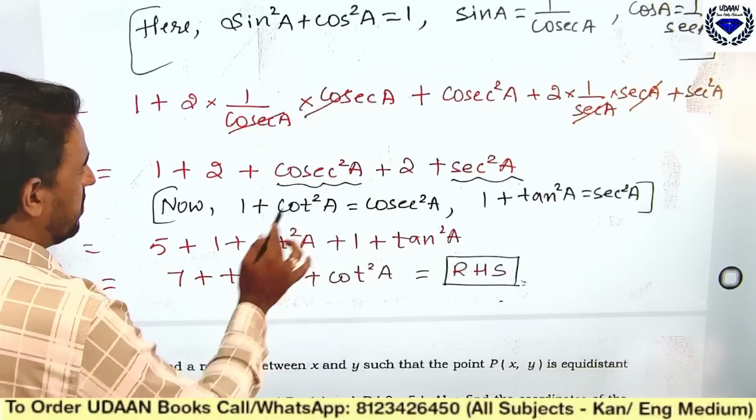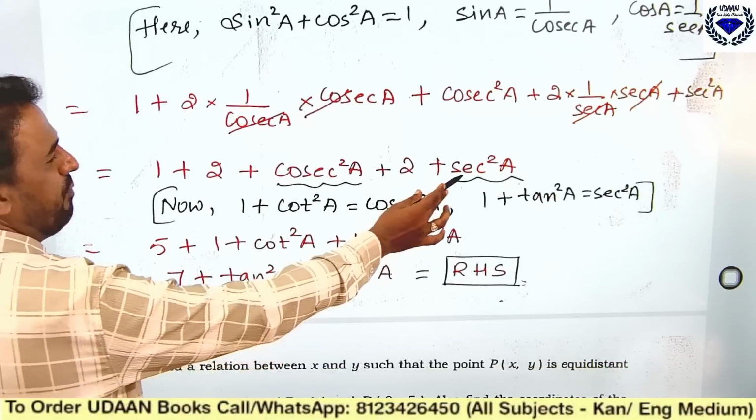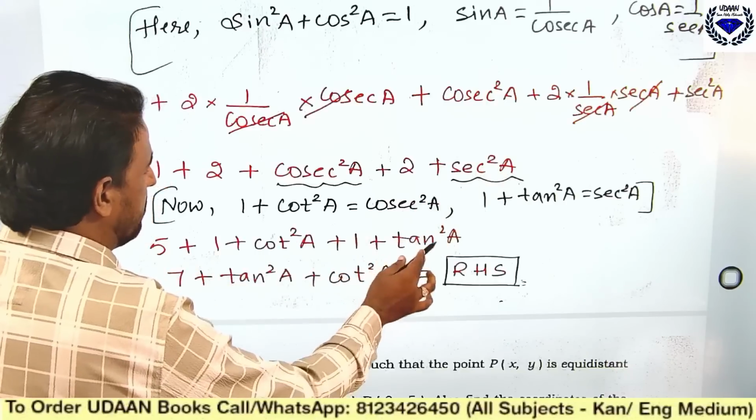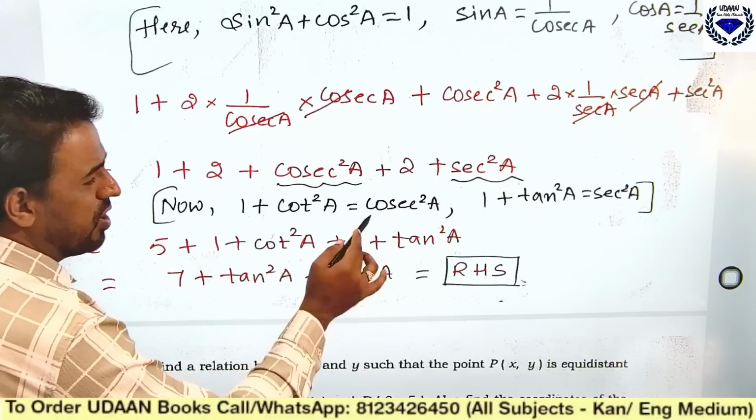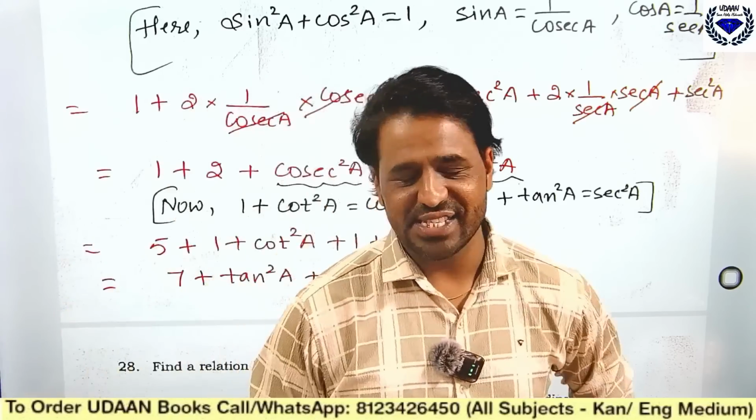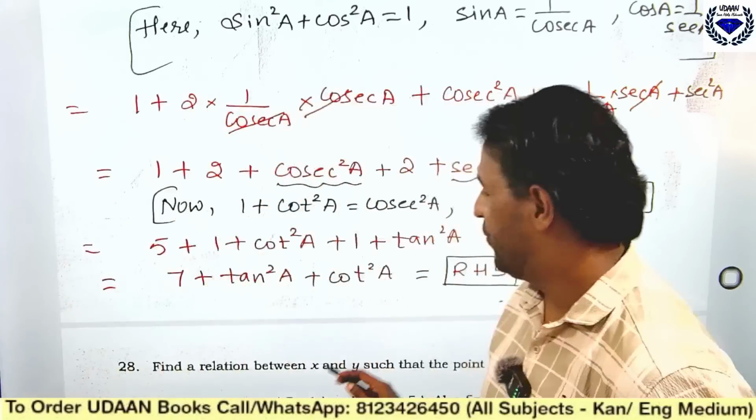Now in place of cosec square A write 1 plus cot square A. In place of sec square A write 1 plus tan square A. 5 plus 1 plus 1 is 7, plus tan square A plus cot square A, which will give you the RHS. I hope you are finding it helpful.